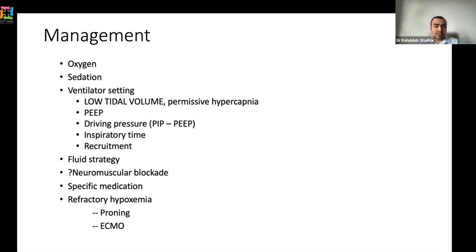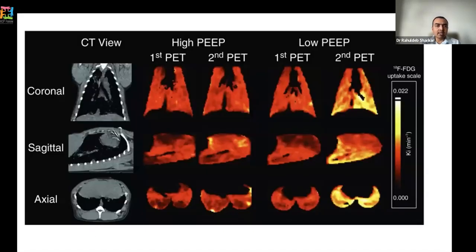Neuromuscular blockade questions there. Initially, there was a suggestion that it helps. It still probably helped, but the ROSE trial did not show any benefit between the groups. If you have to use any adjunct, then you talk about proning and ECMO. And I'm sure there would be questions about high PEEP or the PEEP setting of a patient.